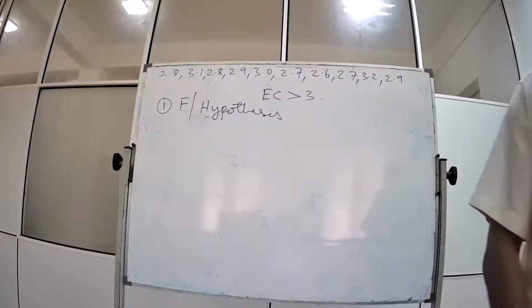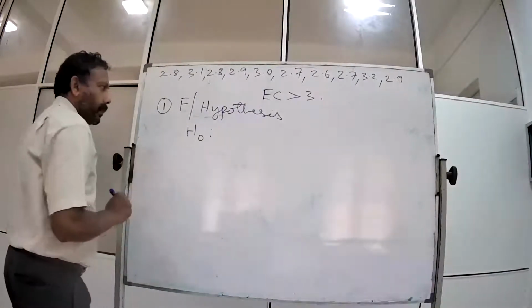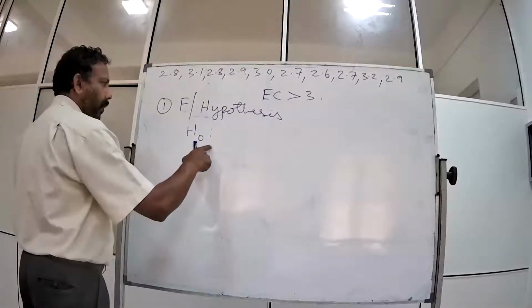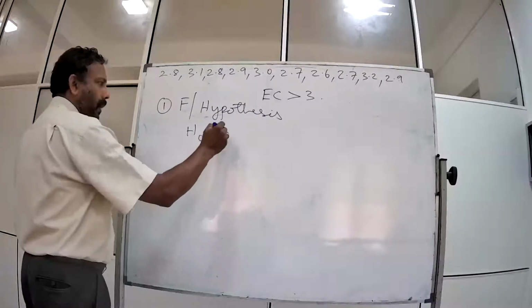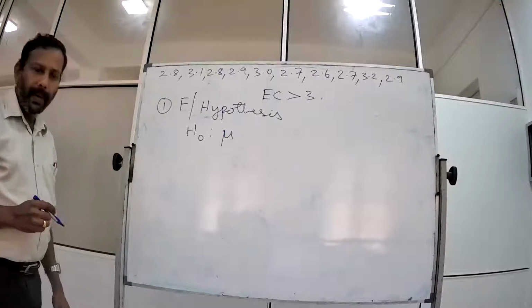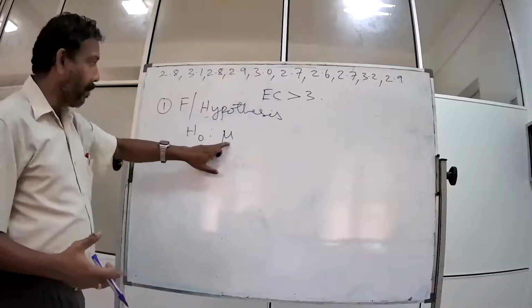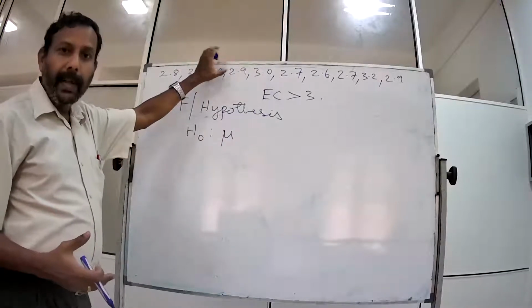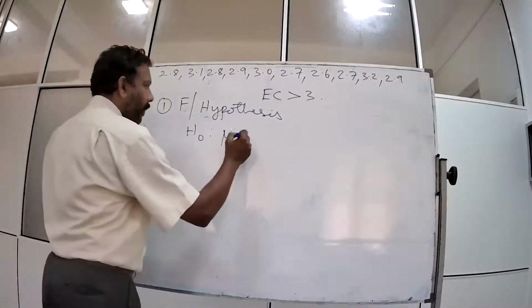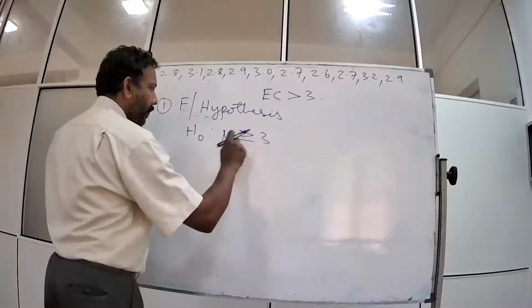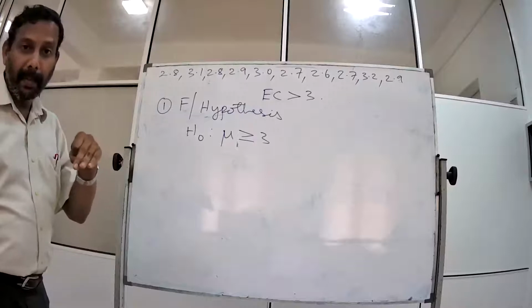Any question? Null hypothesis, sir. H naught: mu is greater than or equal to 3. We put the sign mu because we don't know the mean value of the population. Assuming that mu is from the sample population, mu is equal to or greater than 3, the same as the reference population mean.